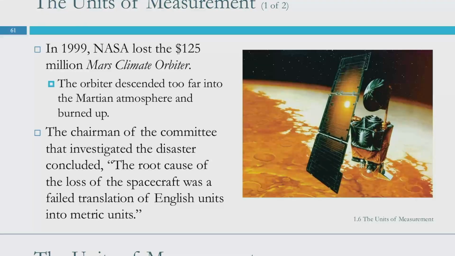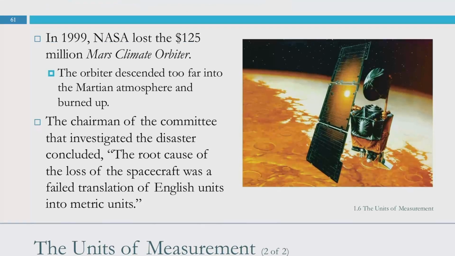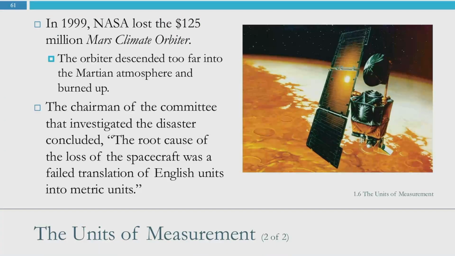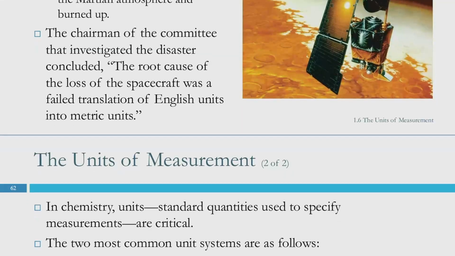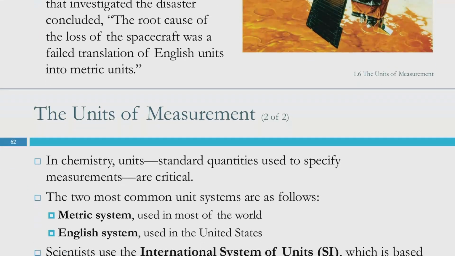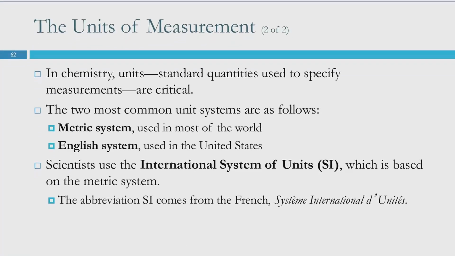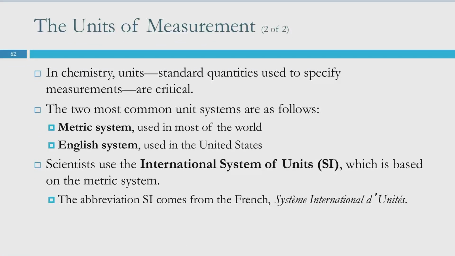So somebody put in the wrong units somewhere, or they wrote the code so that it was in the wrong units, and boom, $125 million gone. And lots of time and work and other things, of course. So units can be really important. It's important that we know what units we're dealing with. It's important that we convert our units correctly. And chemists love units. We use units all the time.